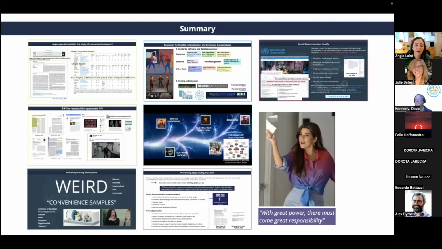So my final reminder is that when you're engaging with these data sets, don't forget to pause and seek training to learn about the data before analyzing, to draw on existing resources for reproducible and open science, educate yourself on how to prevent stigmatizing research, and collaborate broadly to ensure that your results are fully contextualized.